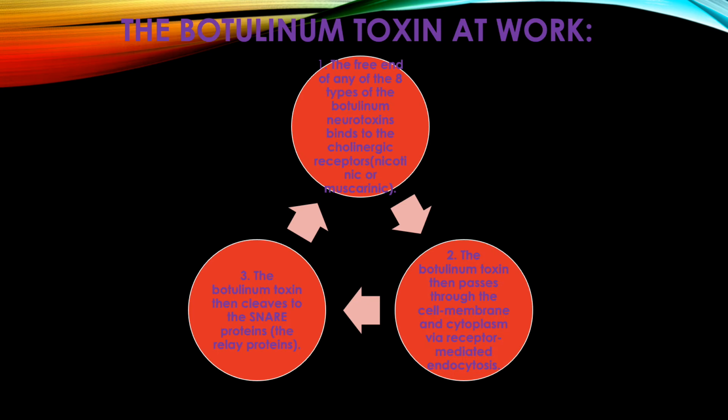So now we're going to discuss how the botulism toxin works. So the first step is that the free end of any of the 8 botulinum neurotoxins binds to the cholinergic receptors, so the nicotinic and muscarinic receptors we talked about earlier. And with that, the botulinum toxin then passes through the cell membrane and the cytoplasm via that receptor-mediated endocytosis, so that vesicle being created for it to be able to enter into the cytoplasm. And then the botulism toxin is able to cleave to the snare proteins, and our snare proteins are acting as our relay proteins. And I must mention that the botulinum toxin is acting as our ligand.